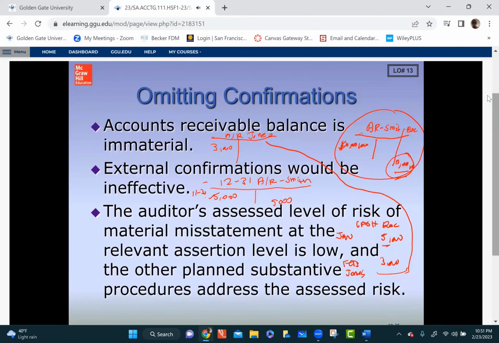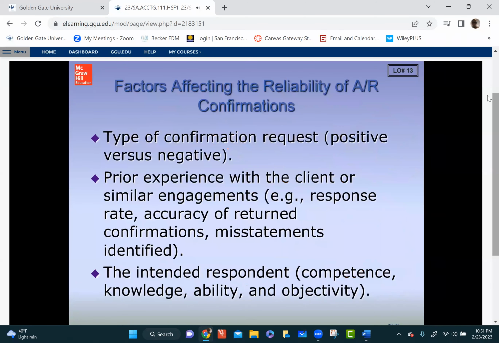Okay, any questions, guys? Okay, good. Let's go ahead then and take a look at the couple different types of confirmation.